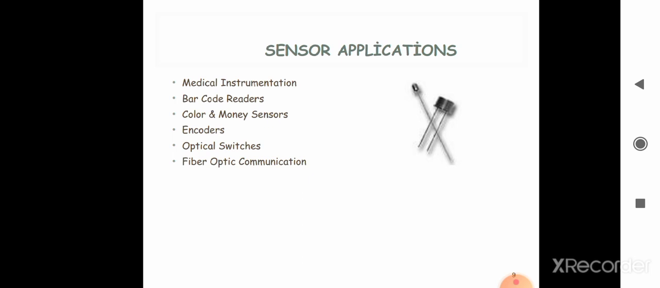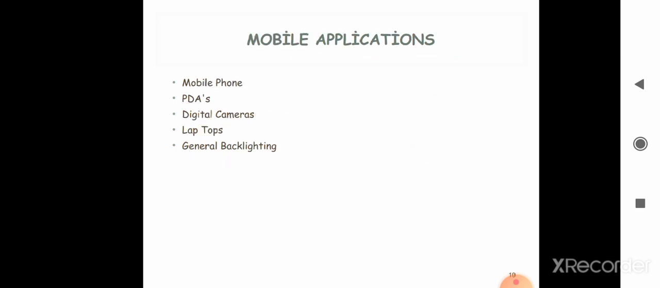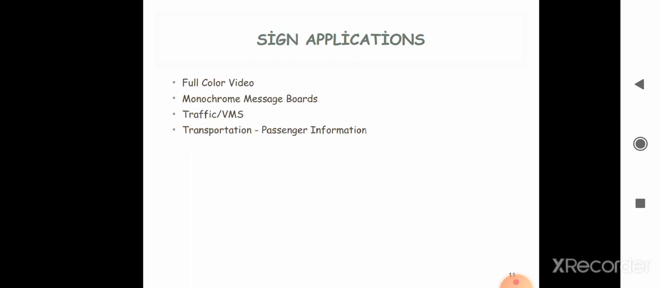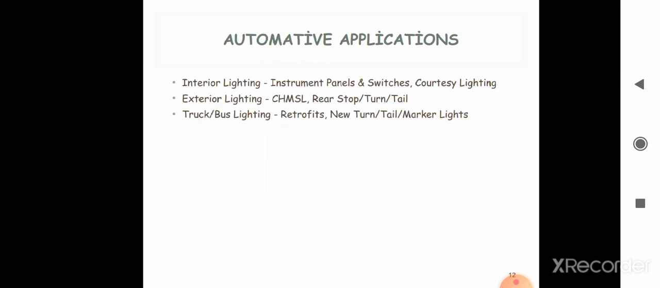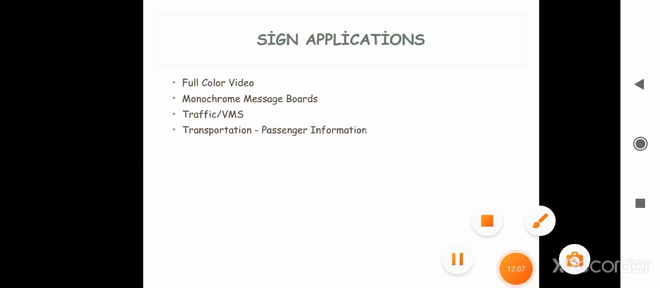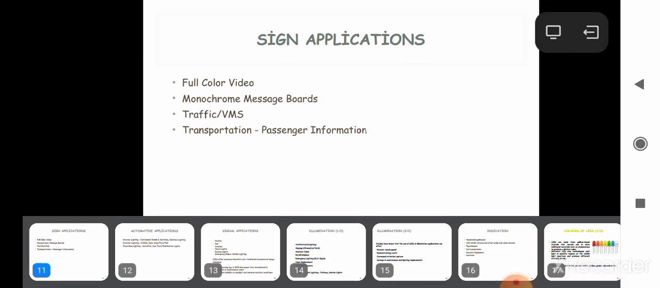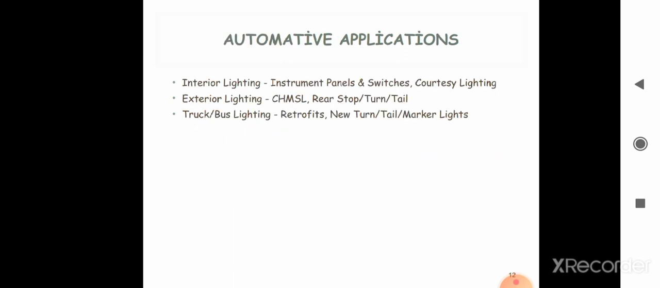Then the sensor application. In sensor applications, LEDs are very useful. They are used in medical instrumentation, barcode readers, color and money sensors, encoders, optical switches, fiber optic communication. Then for mobile applications, it is used in mobile phones, PDAs, digital cameras, laptops, general backlight. Then sign applications mean full color video, monochrome message boards, traffic VMS, then transportation, passenger information. These are some sign applications.